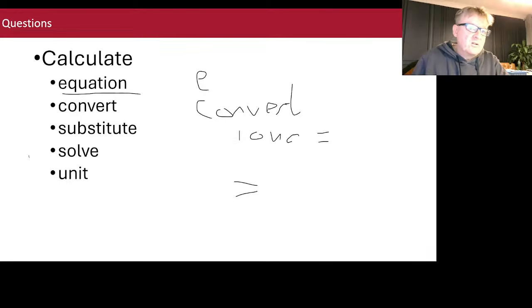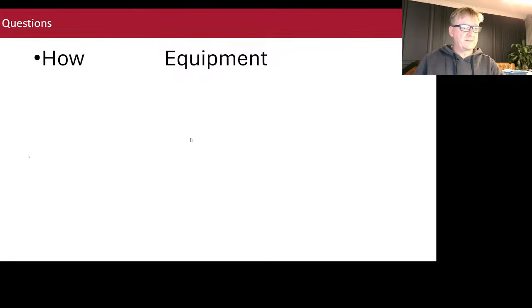And I'm going to say it over and over and over again, right? Basically, you need to make sure you do every single layer of your working out to be able to get to the correct point. Okay, that's a calculate. Final one is a how question.